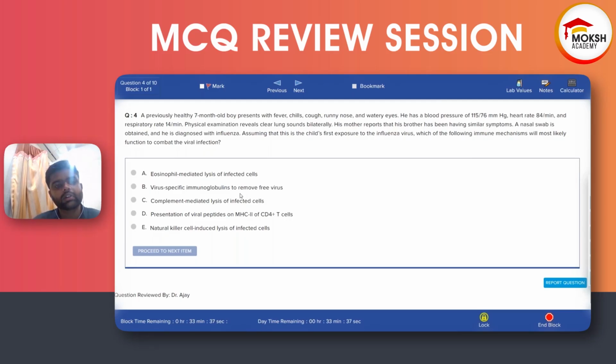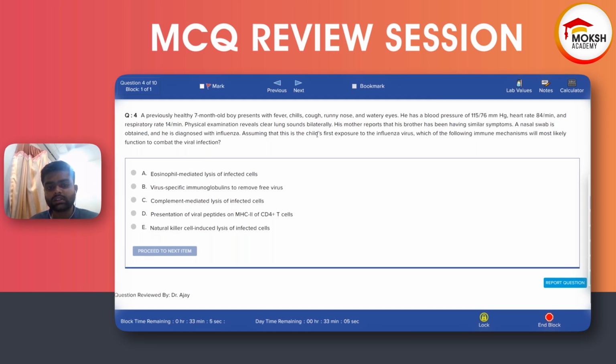A previously healthy 4-month-old boy presents with fever, chills, cough, runny nose, and watery eyes. He has a blood pressure of 115/76, heart rate of 84, and respiratory rate of 14. Physical examination revealed clear lung sounds bilaterally. His mother reports that his brother has been having similar symptoms. A nasal swab is obtained and he is diagnosed with influenza.